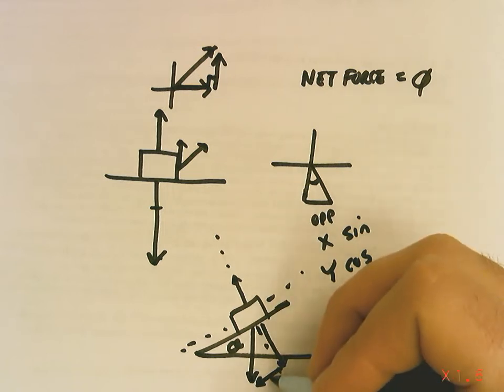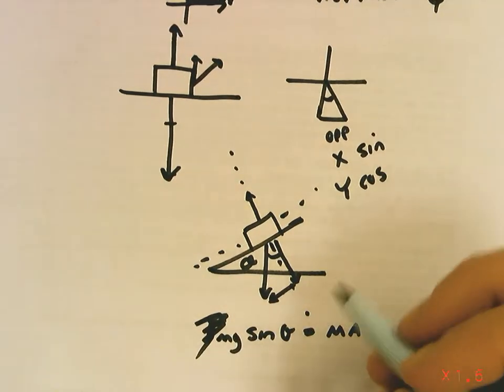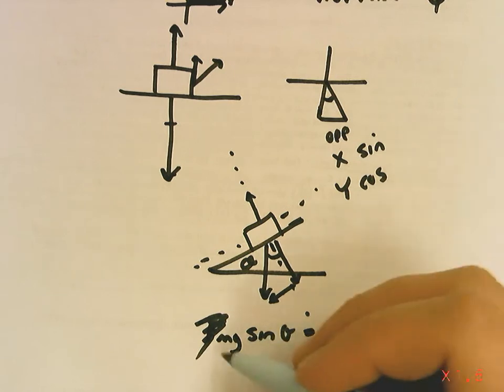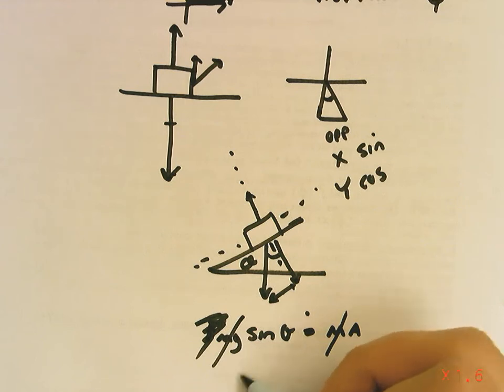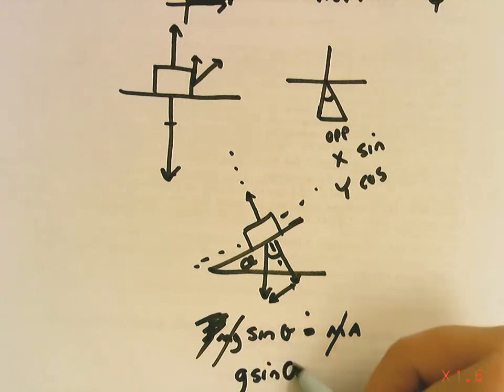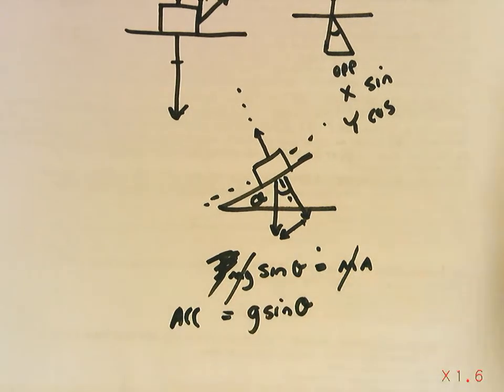So the x component would be Fmg, this is opposite, so sine of theta, this interior angle is the same as the inclination of the inclined plane, equals ma. F just tells us we're dealing with a force. What actually matters is the mg, so we cancel out m on both sides, we're left with g sine theta. So g sine theta is how we figure out the acceleration on an inclined frictionless plane.